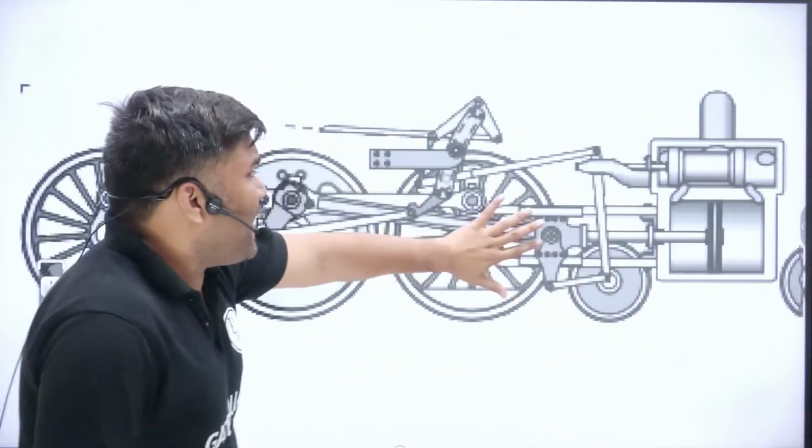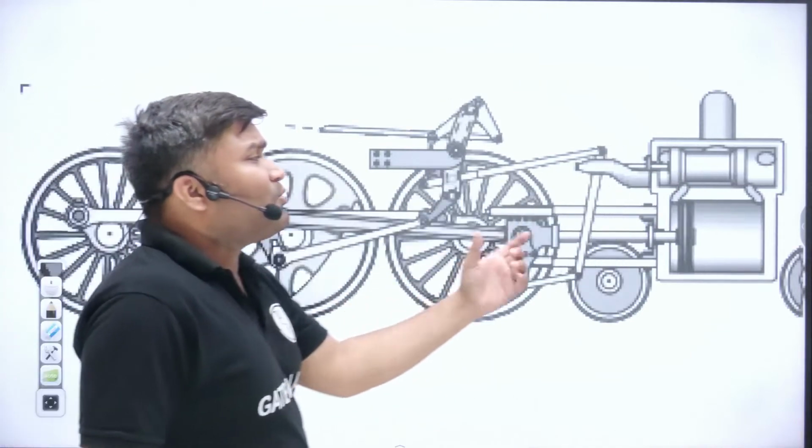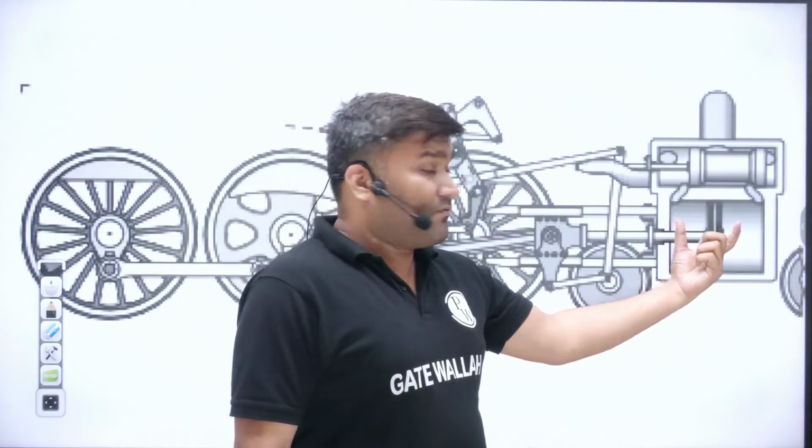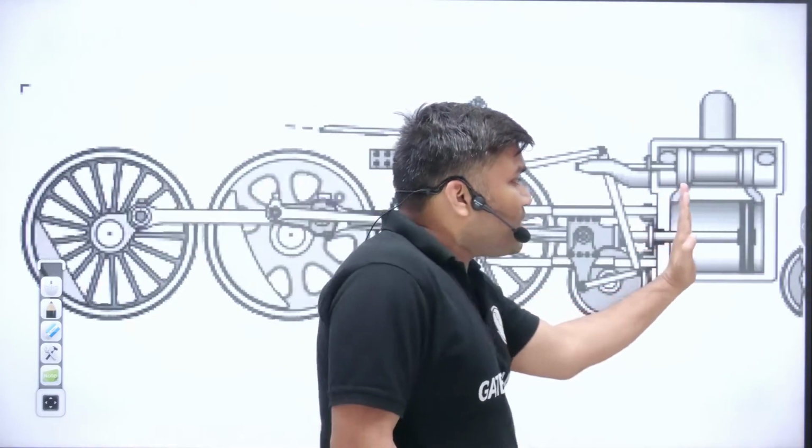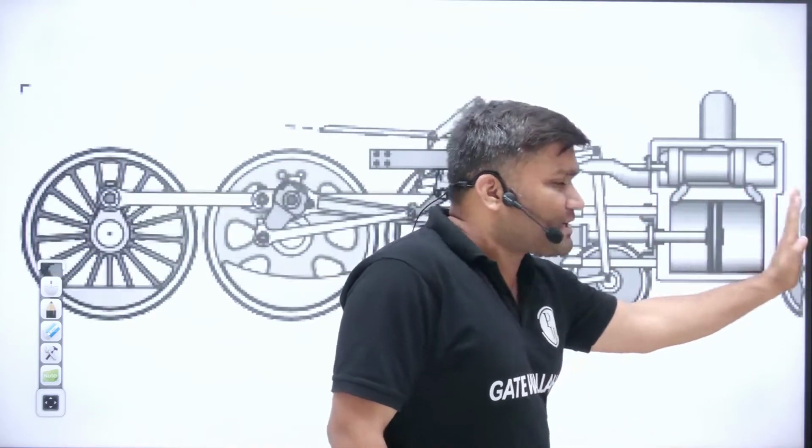And just avoid all this mechanism. Look at only this part where the piston is there, where you are having your piston, beta. In this engine, this piston is going to have motion like this, reciprocating motion.